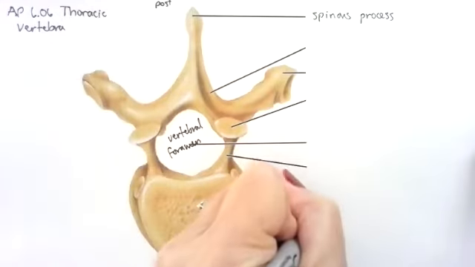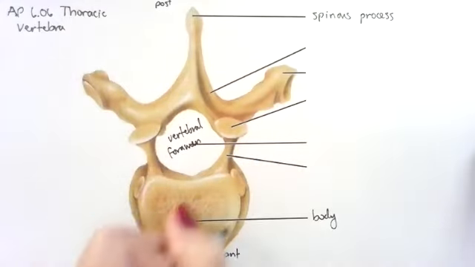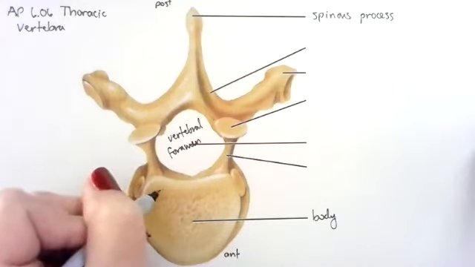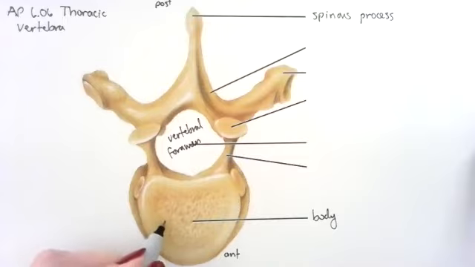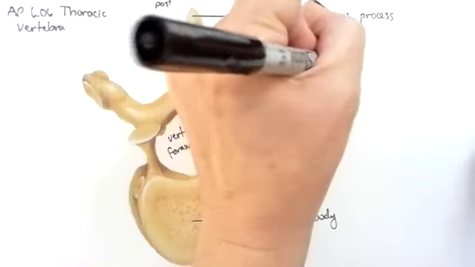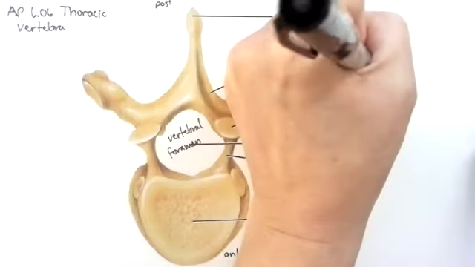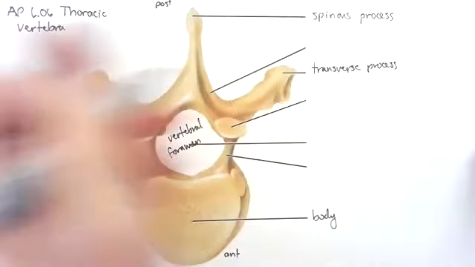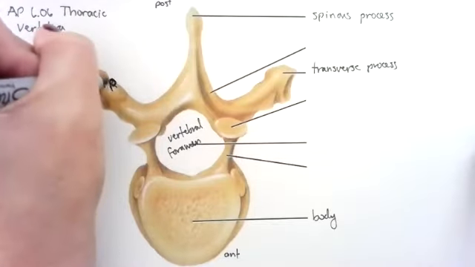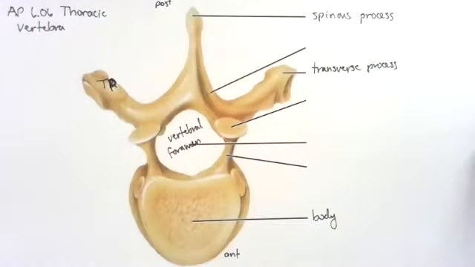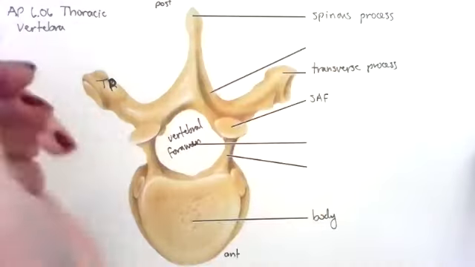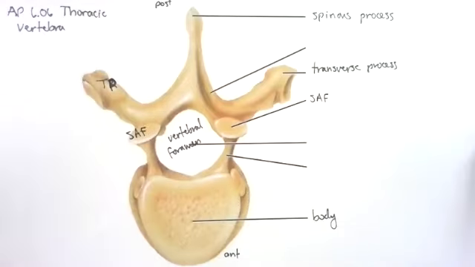Here we have a body. So this is the body of the vertebra, and this is a typical body. So we've got a nice large area of bone, and this is going to be useful for supporting more weight. I have transverse processes. So I've got a transverse process here. I've got a transverse process there. This is my superior articulating facet.